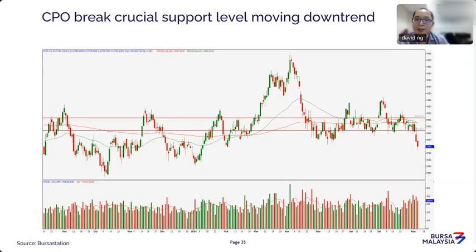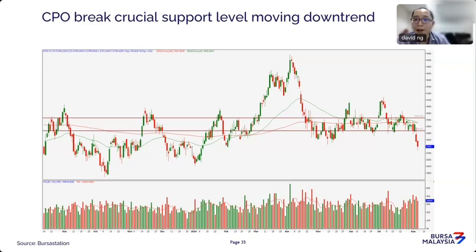You can clearly see the CPO market is still pretty much on a sideways market for the last couple of months. Now, the last 2 days was very crucial because of external factors. We see the sell-off in equities market. It actually overspilled into the commodity space as well. You can see that we finally break below the crucial support.